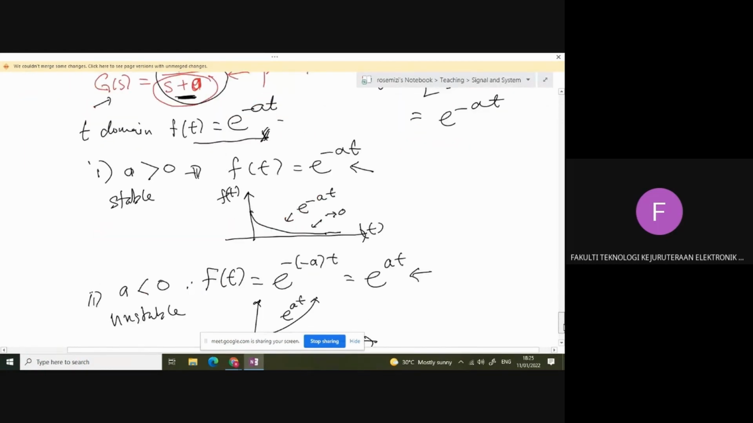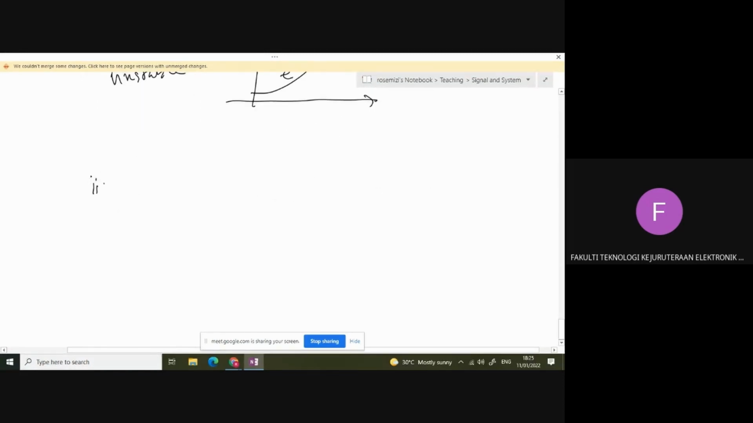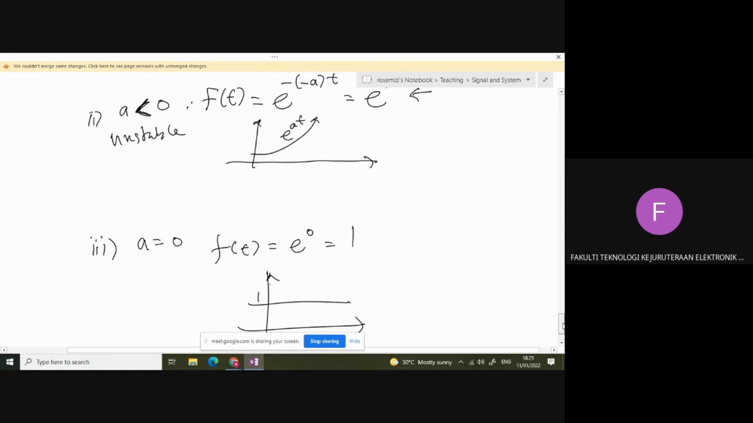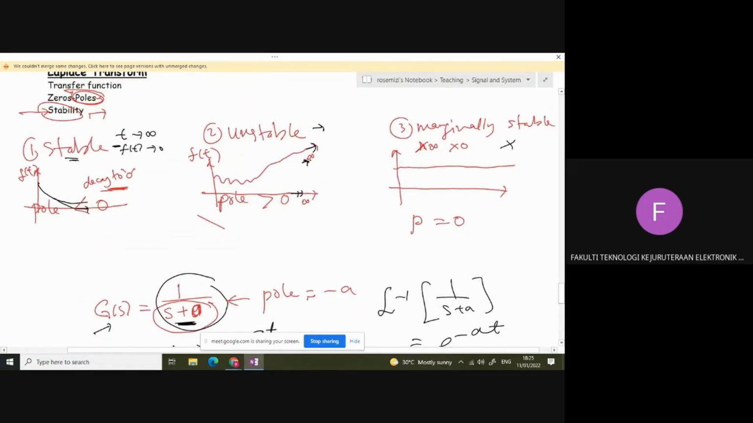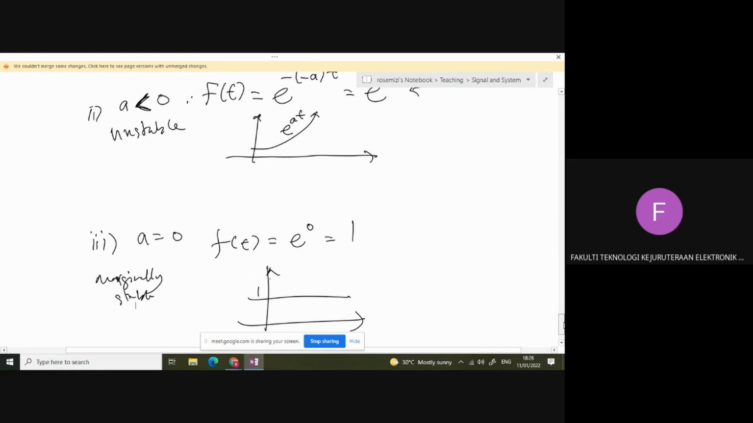So for case number two, if A is negative, it means our system is unstable. For case number three, A equal to zero, our f(t) equals e to the power of zero, which equals 1. So for that one, our system will be marginally stable. It does not go to infinity and does not go to zero. It is just always 1. So marginally stable.